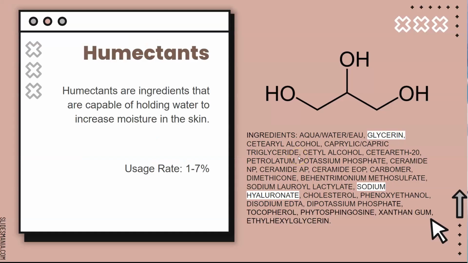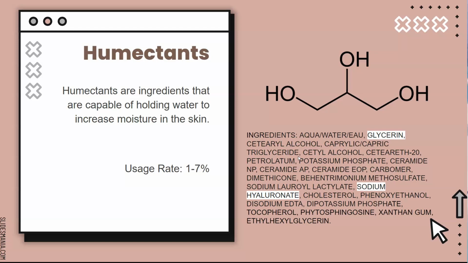Now we move to humectants. Humectants are ingredients that are capable of holding water to increase moisture in the skin. These are usually used around 1 to 7% of an emulsion, and the most commonly used humectant is glycerin. You'll find it everywhere in all sorts of formulation. Not because it is a filler, but because it gives skincare products a really good chance to increase your skin hydration.